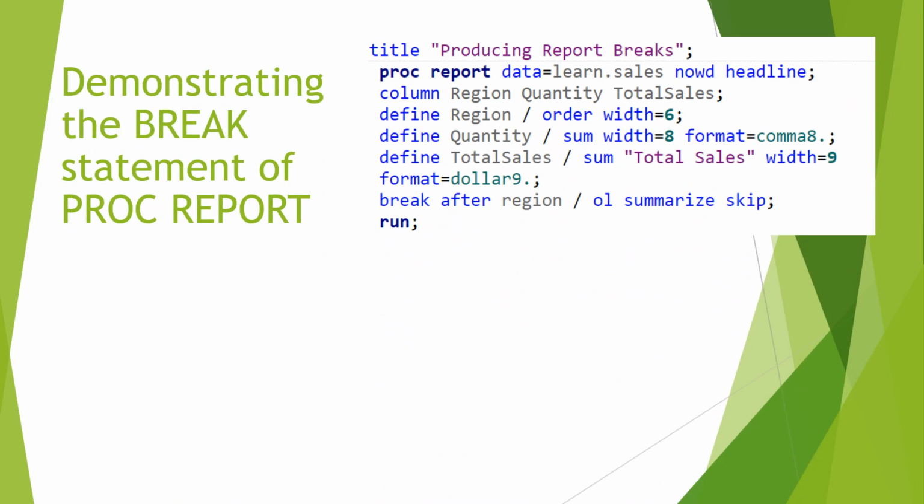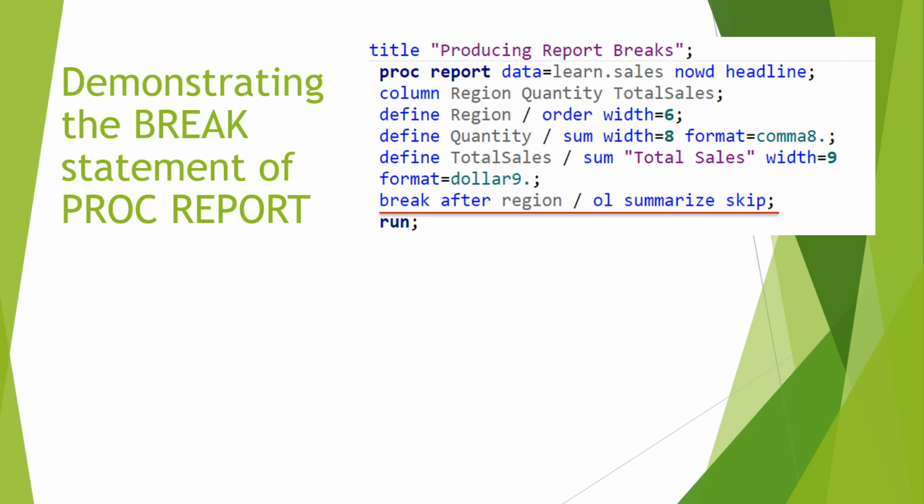To display summary statistics for each value of one or more group or order variables, use the BREAK statement. For example, if you want to see the total quantity and total sales for each region in the sales dataset, use the following program. The BREAK statement uses the same location keywords as the RBREAK statement.